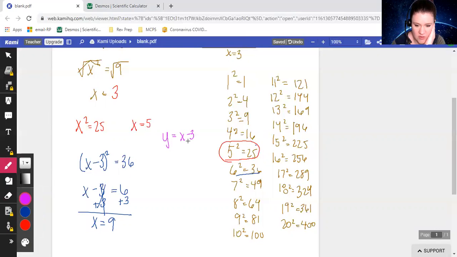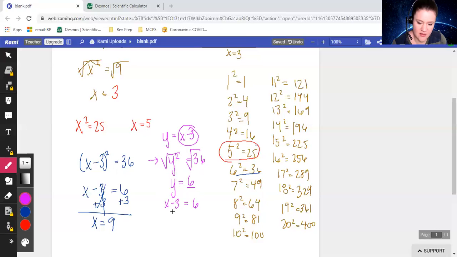So if y equals x minus 3, then what this really is, is y squared equals 36. Take the square root of both sides. Now we don't have to deal with all those parentheses and it's not distracting us. So y equals 6. Well, if y equals 6 and y also equals x minus 3, then we can substitute. We plug this in for y, so x minus 3 equals 6. Then again, add 3 on both sides, and x equals 9.